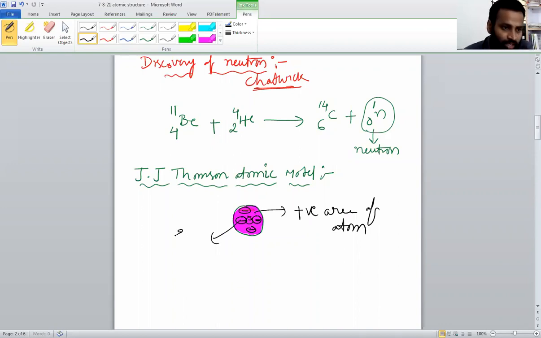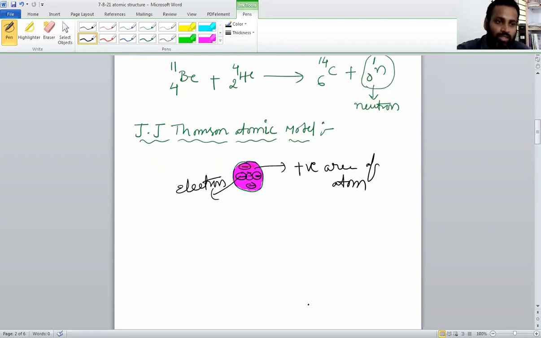This is the negative space, the electrons. So electrons are embedded in the positive space of the atom as seeds embedded in watermelon fruit. This was given by Mr. J.J. Thomson. So what did J.J. Thomson say? He gave one particular piece of information to everyone in this world.